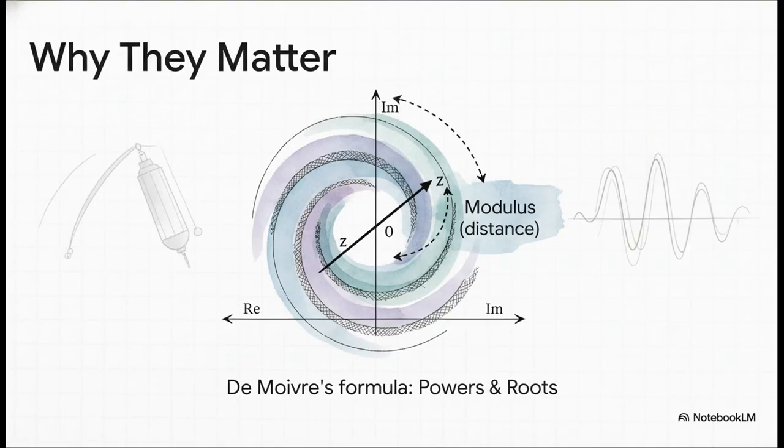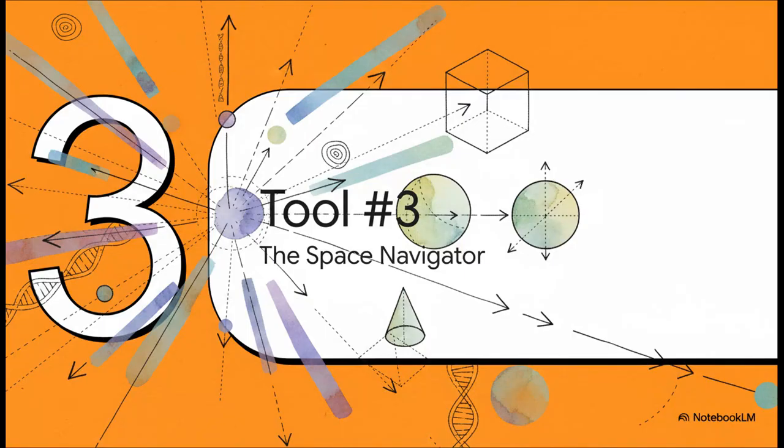So why does this matter so much? Well, the real power kicks in when you combine them. Using something called de Moivre's formula, you can multiply, divide, and find powers or roots of these numbers so easily. Instead of wrestling with a bunch of crazy algebra, you're just adding angles and multiplying lengths. This is the exact mathematical language behind anything that rotates or oscillates, a huge concept in your physics problems. And that brings us perfectly to our third and final tool, the space navigator.